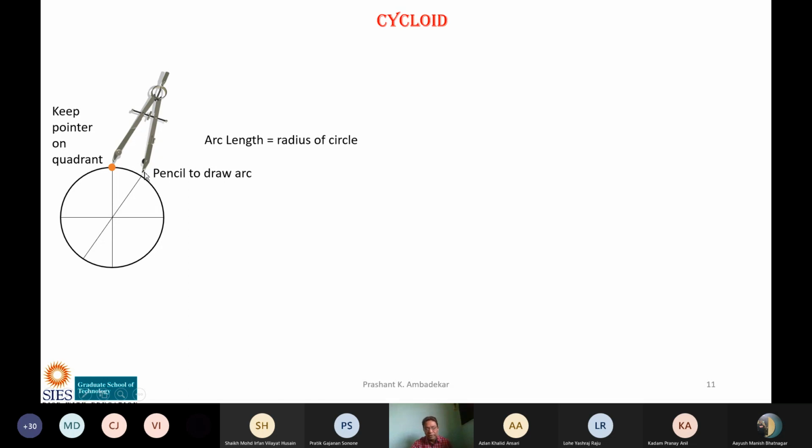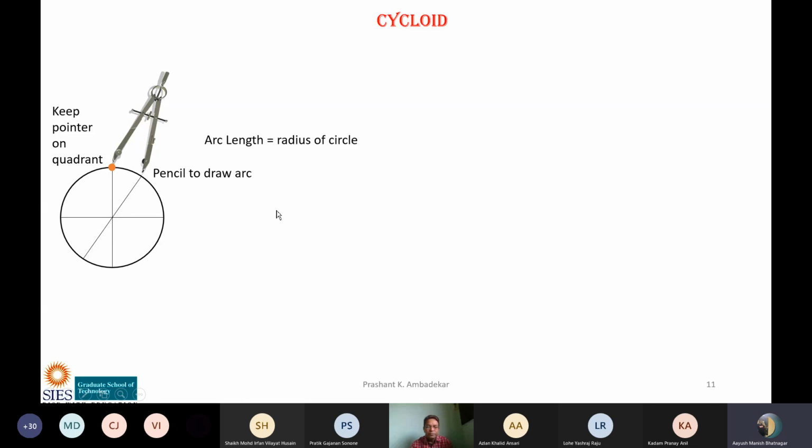For me, I can see it is on the right hand side, and if I rotate the compass and draw an arc here, it will be on the left hand side. So how many points will I get? 2 points. Every time I keep it on a quadrant, I will get 2 points. On this quadrant, 2 points. On this quadrant, 2 more points. On this quadrant, 2 more points. So 8 points, and 4 points are already on these 4 quadrants.